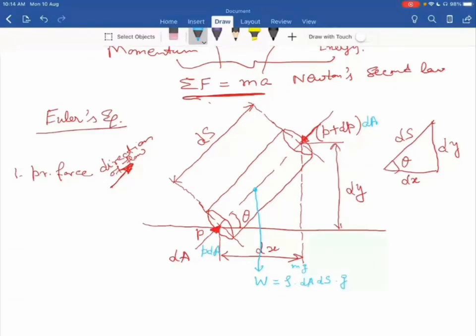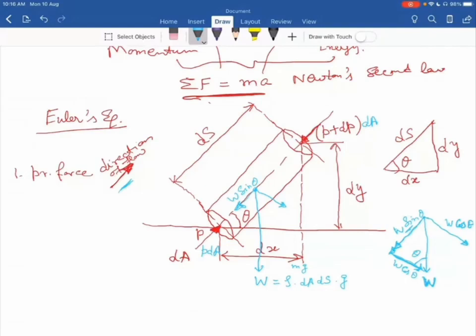Now we can also resolve this weight into two parts: one along the central axis, and another normal to it. When we see here, this component is W sine theta, and this component is W cos theta. This angle is theta. So the component of weight that is W sine theta acts in the direction opposite to that of flow. So the weight component we have.